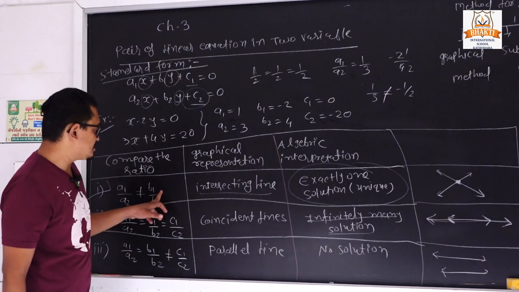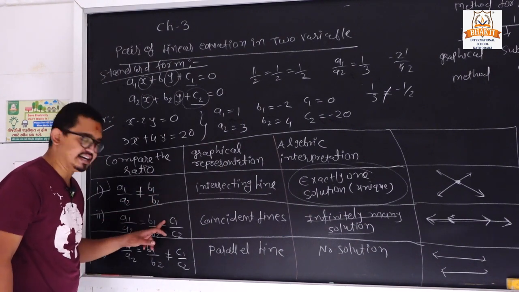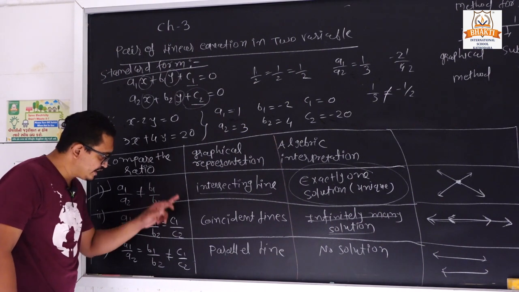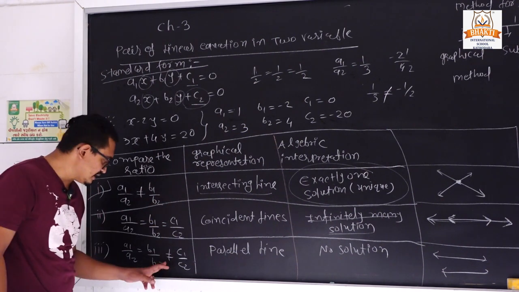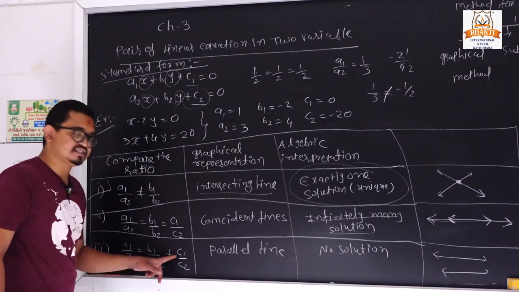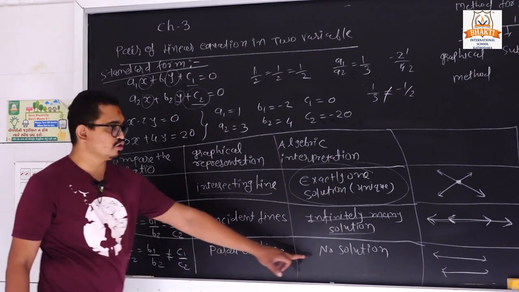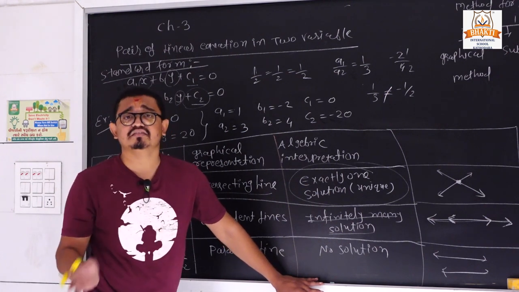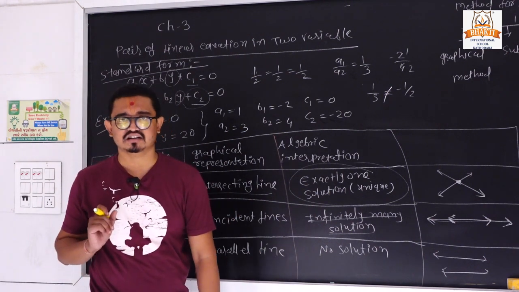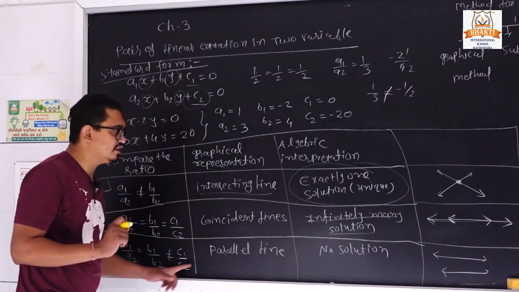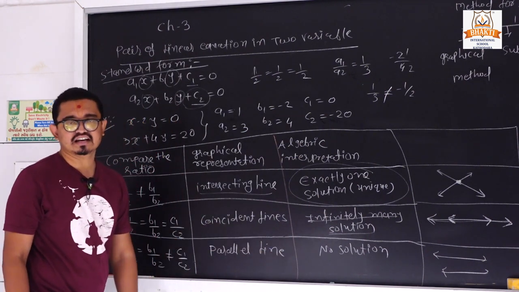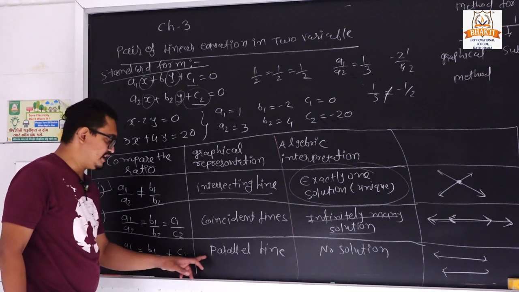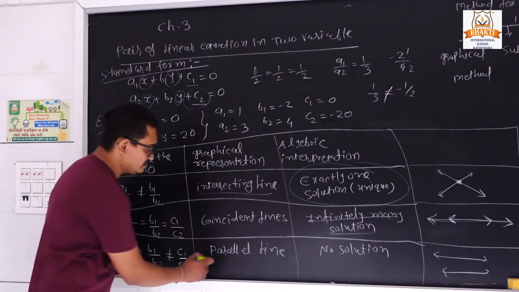If the first condition is not satisfied, then we go to the second one. If the first and second are both not satisfied, then we go directly to the third. If this condition is satisfied, here we have no solution. It means that if we solve by any method, we cannot find its solution. Clear? So at that time we can directly write down: no solution.